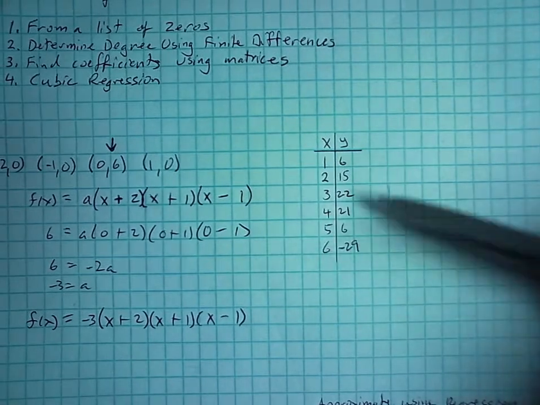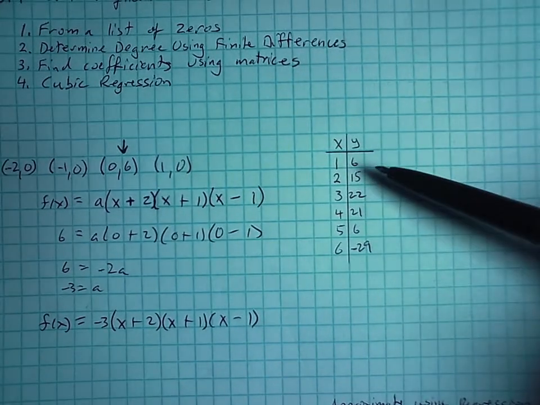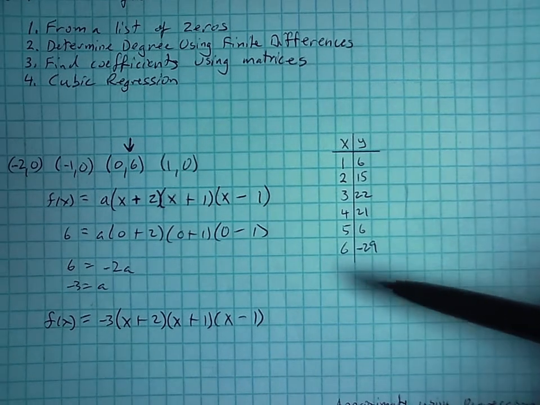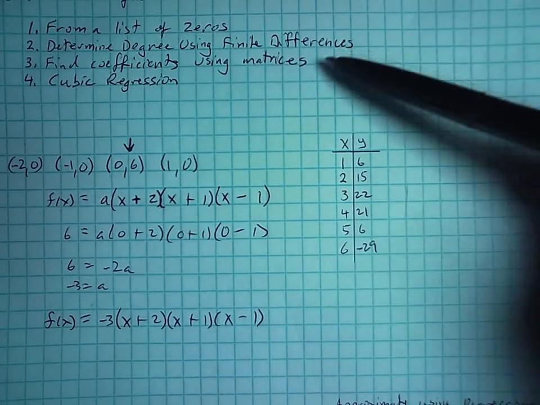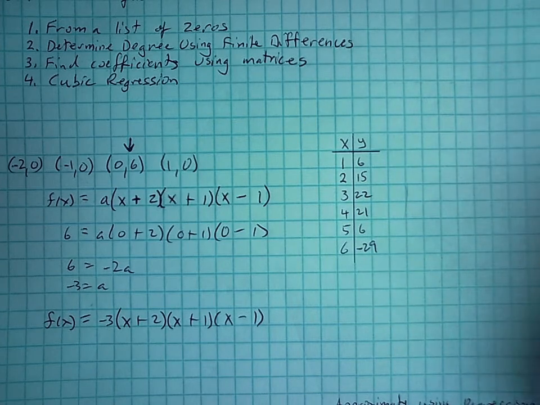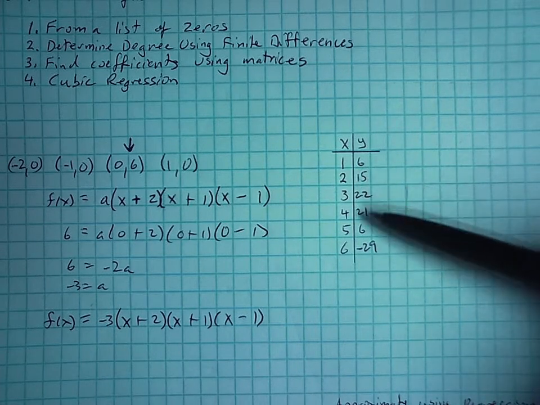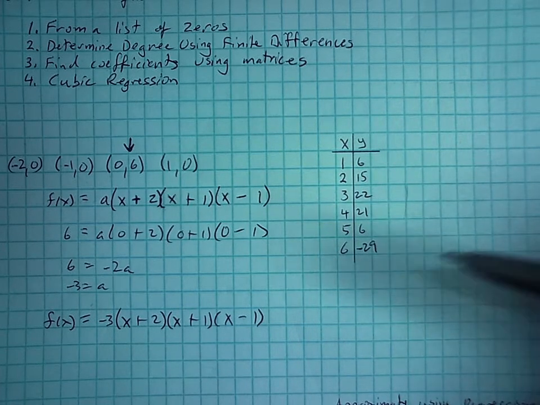In my second example, I have a table of values. These are not zeros. These are just points on my graph. Now, for finite differences and using matrices, you have to be careful to check your assumptions. This assumes that you need a polynomial that goes exactly through each one of these points, which is not normally how you encounter data that's been collected from the real world.